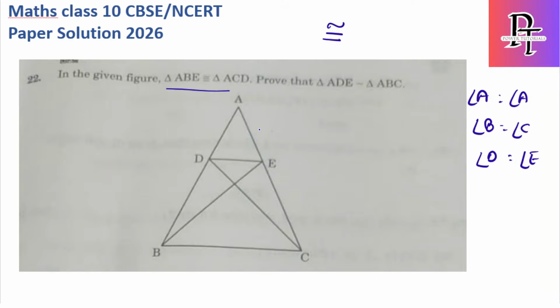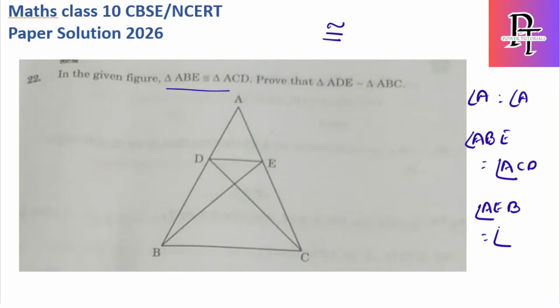ABE here, okay, it's not like proper angles, let me change. B is also not correct. Okay, angle A is equal to angle A for both the triangles, and the rest part is ABE. Angle ABE is equal to angle ACD, and angle AEB is equal to angle ADC. Okay, this is with respect to angles.